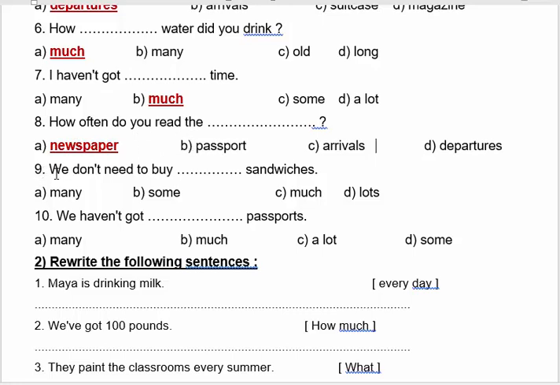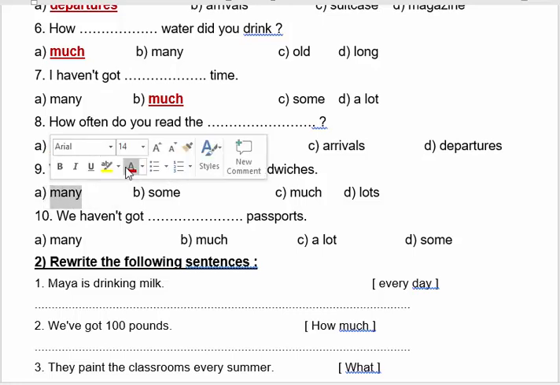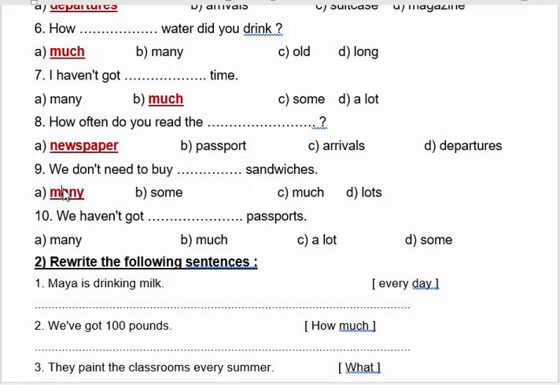Okay, let's move to number 9. We don't need to buy blank sandwiches. As we said, sandwiches are something you can count, a countable noun, like the list we showed before. We don't need to buy many, some, much, lots. Sandwiches, something you can count. So it will be we don't need to buy many sandwiches. Okay, the answer many.